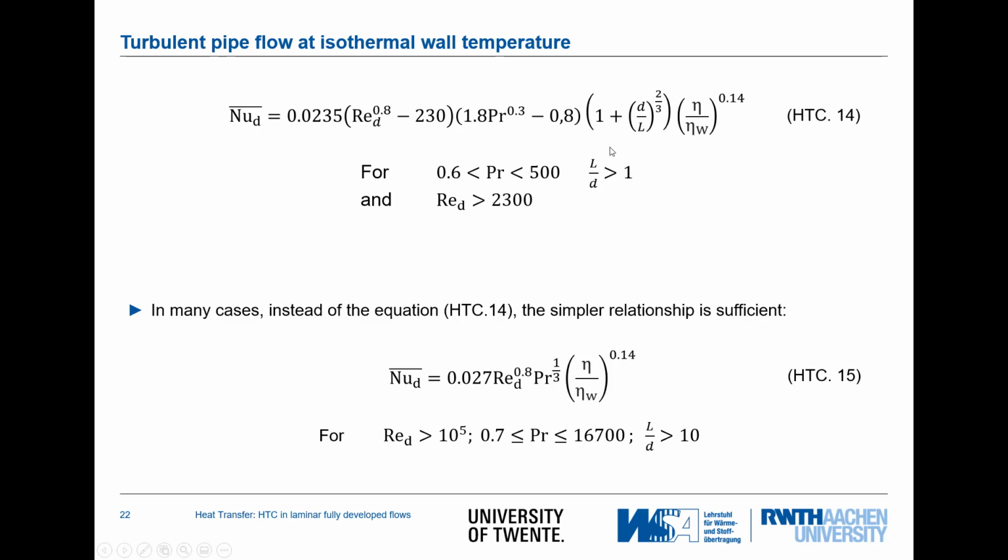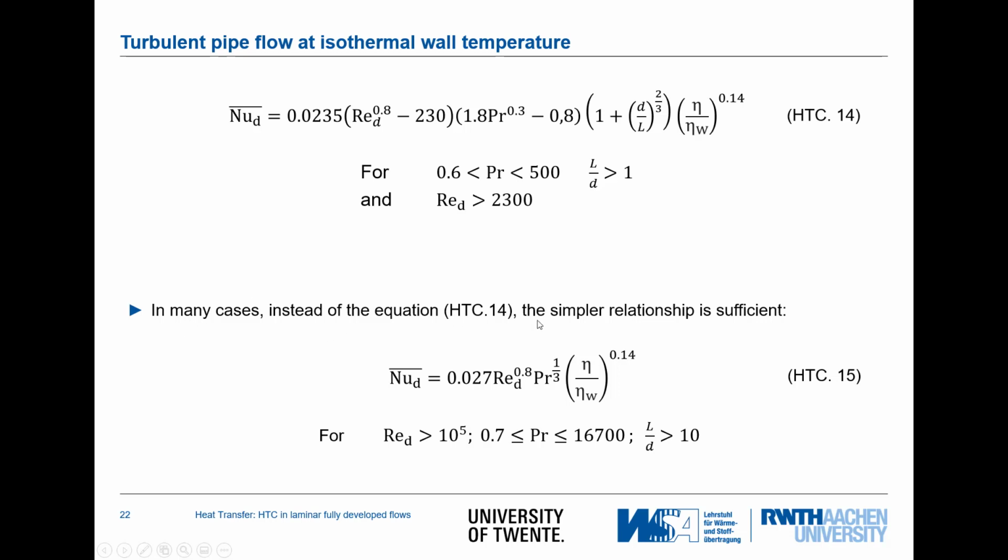conditions are met, so that all the dimensionless numbers are in the right range. You can see this equation here is valid for a specific range of Prandtl numbers, for a specific Reynolds number, so it should be above the critical 2300. And of course, because we are looking at either inlet or non-inlet sections, this shows that you should be beyond the inlet section, so the length should be larger than the diameter.